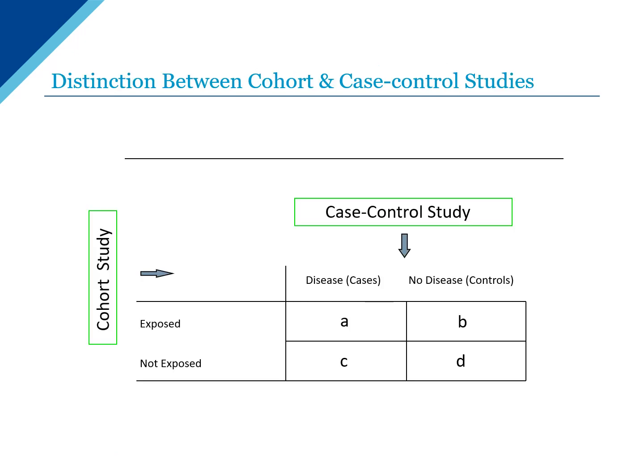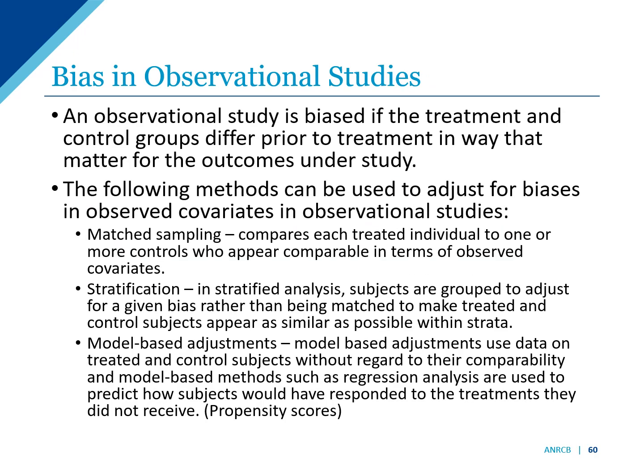In cohort studies, we look at disease across exposure groups. So we move from the left, exposed and not exposed, across to the right. And in case control studies, we look at exposure among cases and controls. So we move from the top to the bottom. Finally, bias in observational studies can be adjusted in analysis with matched sampling, stratification, and model-based adjustments, such as propensity scores. But we'll discuss these more in Module 7.